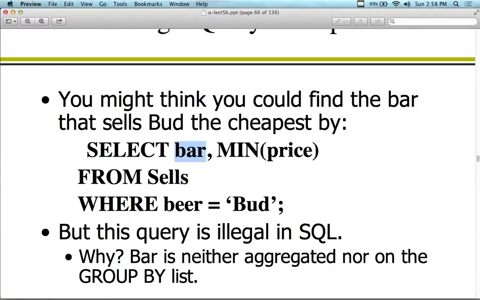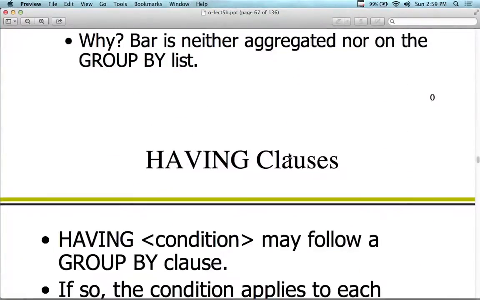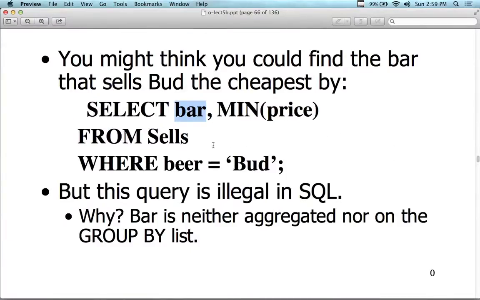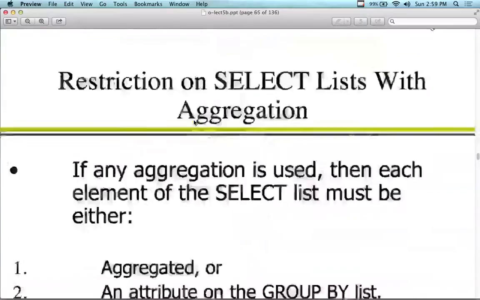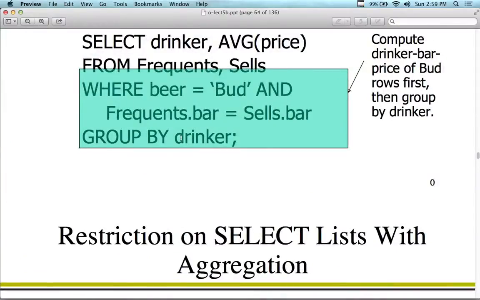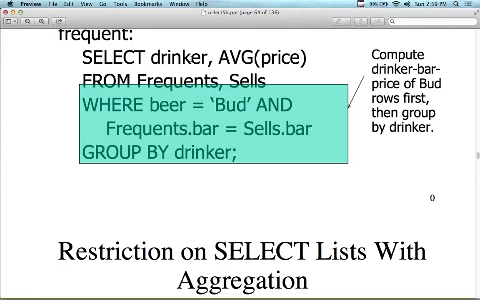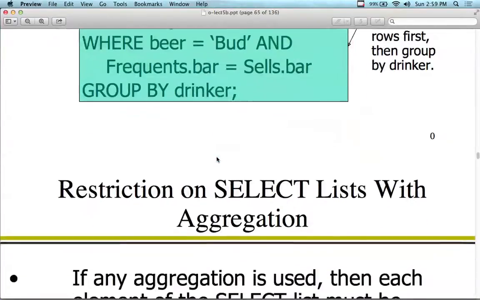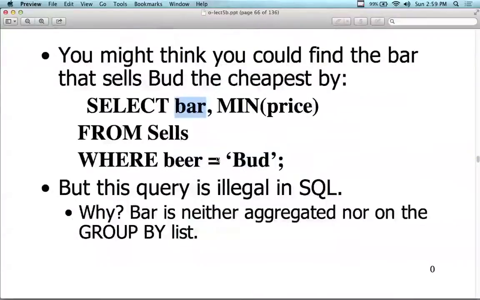But why would we want that? I don't know. Bar is not part of the aggregate, nor is it on the group by list. So we fix the problem by adding in the group by. We put on the bottom group by bar, and then we have it. So this is the correct query, where if it's not a member of the aggregate, which it isn't, it has to be on the group by. If we don't group it, we get an error message. It's illegal. It doesn't know how to group it, which is the problem.